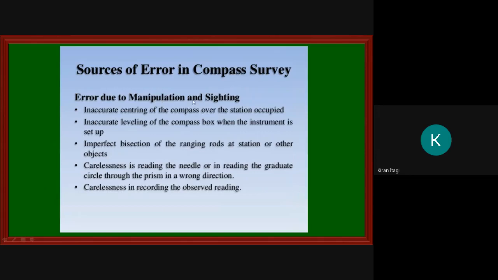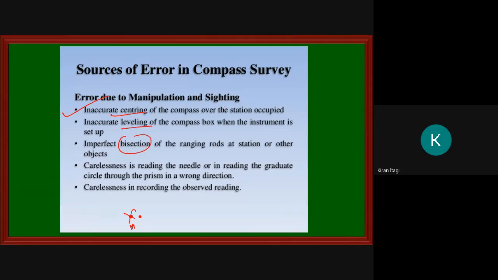Error due to manipulations and sighting. Inaccurate centering. Labeling and centering, I initially have said. Inaccurate centering of the compass over the station occupied. You should place it on station A, but see, this is my station A. I want you to place my compass here, but you have placed the compass at this point. This also causes inaccurate centering, and inaccurate leveling will cause errors.